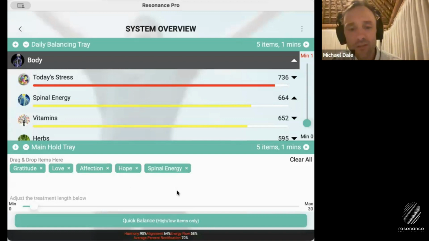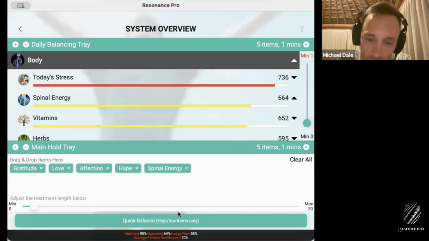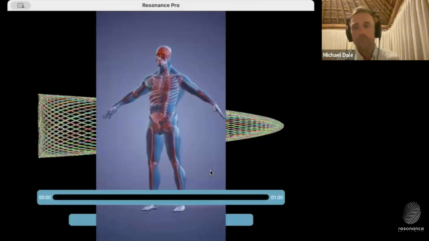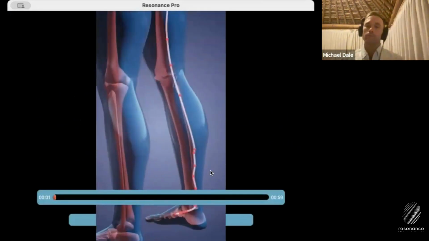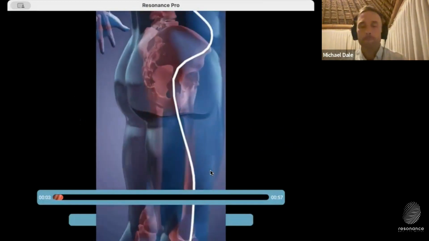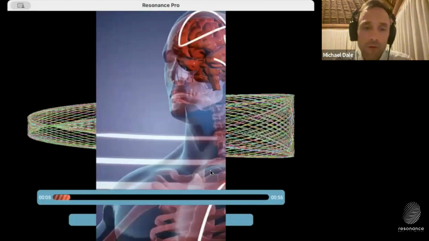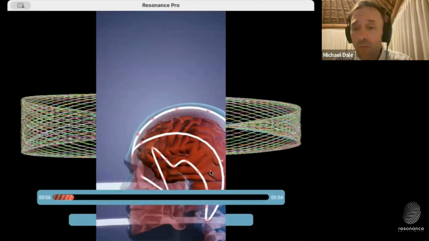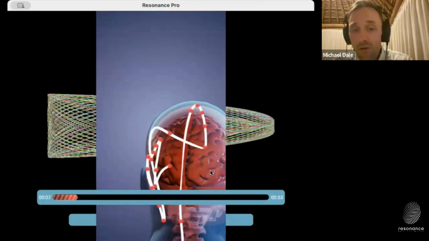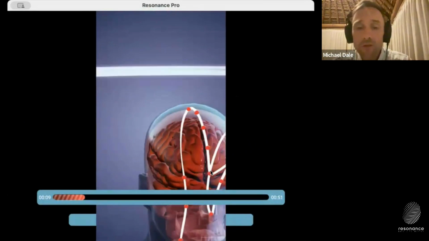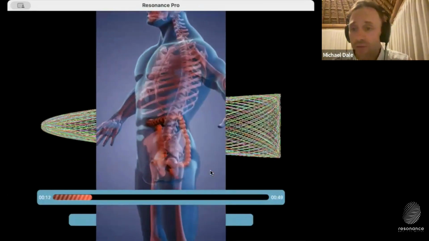So we'll go into the quick balancing. Again, I'm just going to do 1 minute just to demonstrate, and let's see how our percentage rectifications change after this quick balancing. Again, I would recommend my clients close their eyes and just focus on the gratitude.